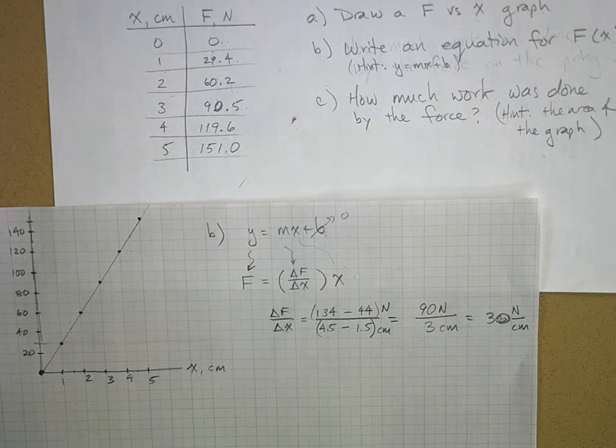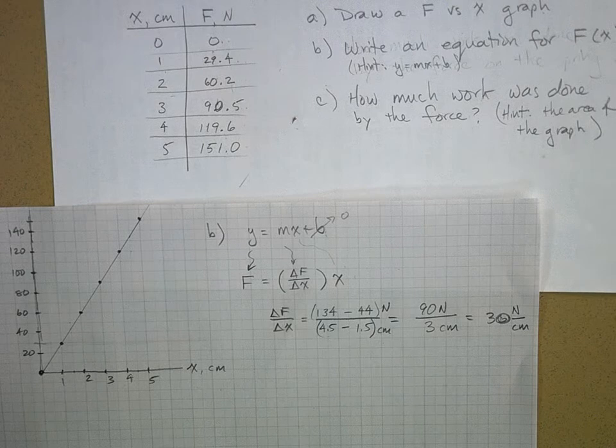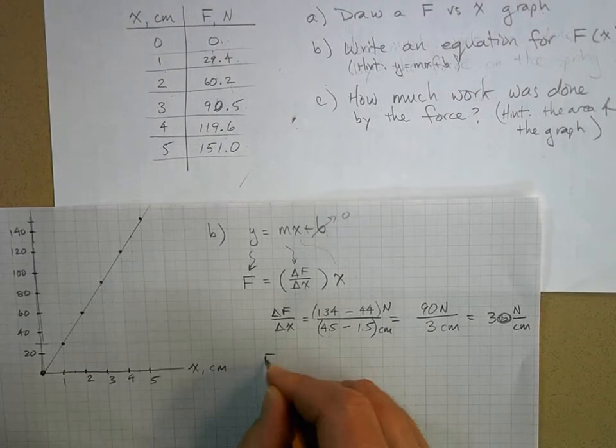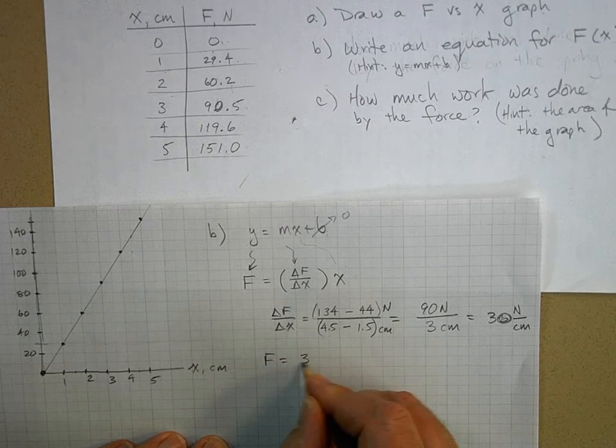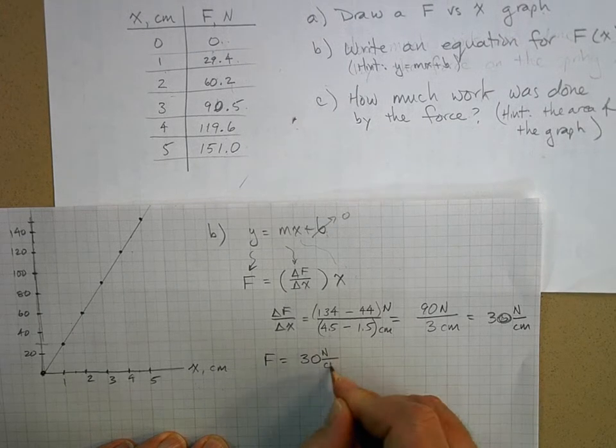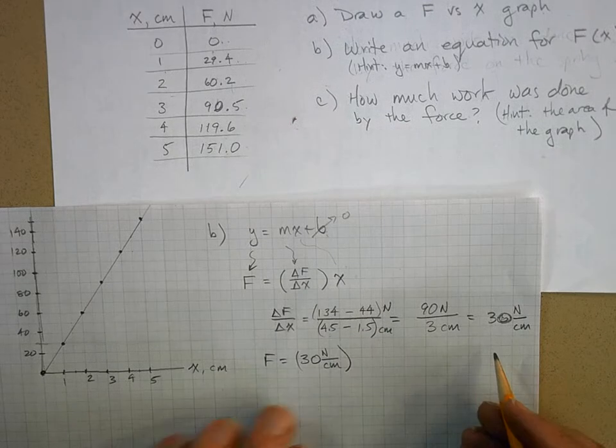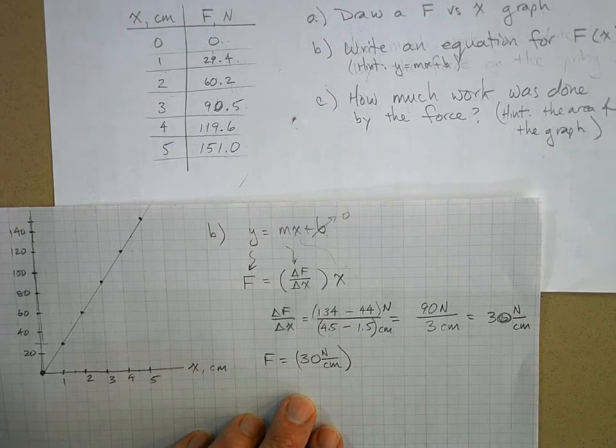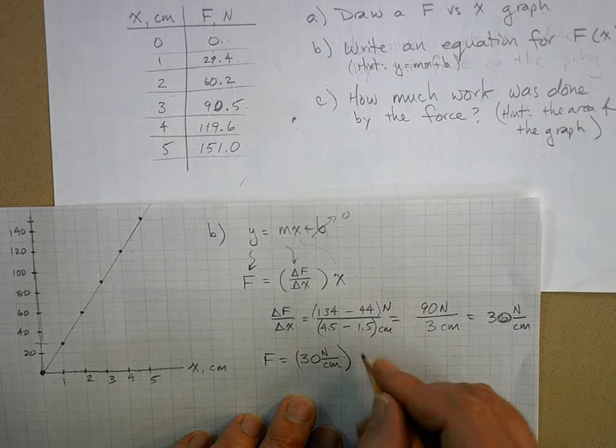Okay, now what does that mean? That means it takes 30 newtons of force to change the stretch of that spring by 1 centimeter. So each additional 30 newtons of force results in another centimeter of stretch. Does that make sense to everybody? So now I can say, okay, force is equal to 30 newtons per centimeter times x. And there we go.